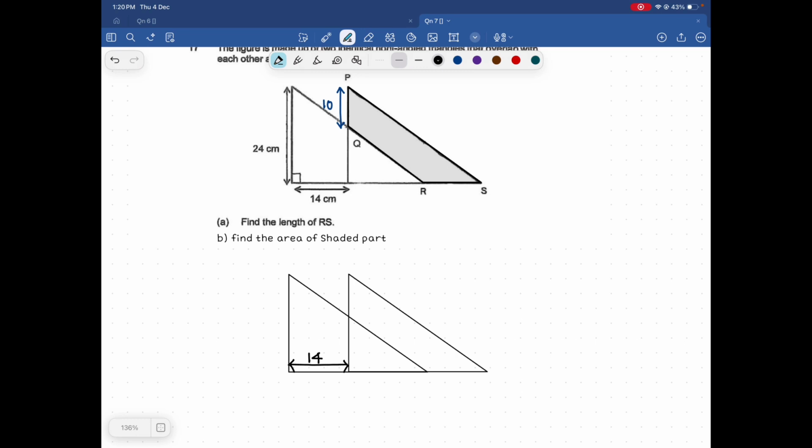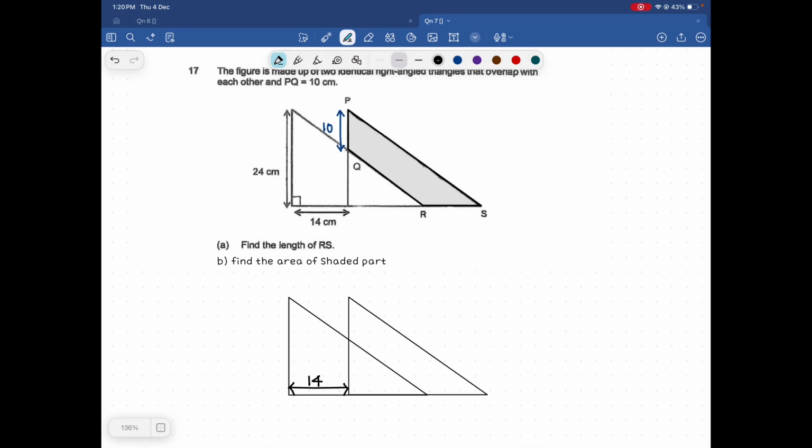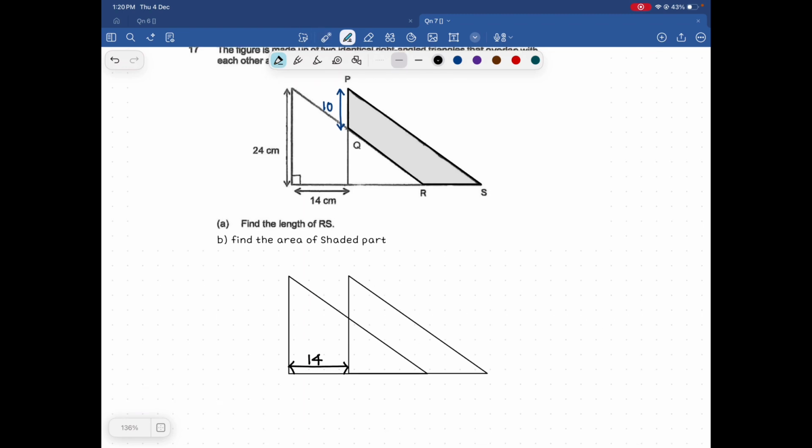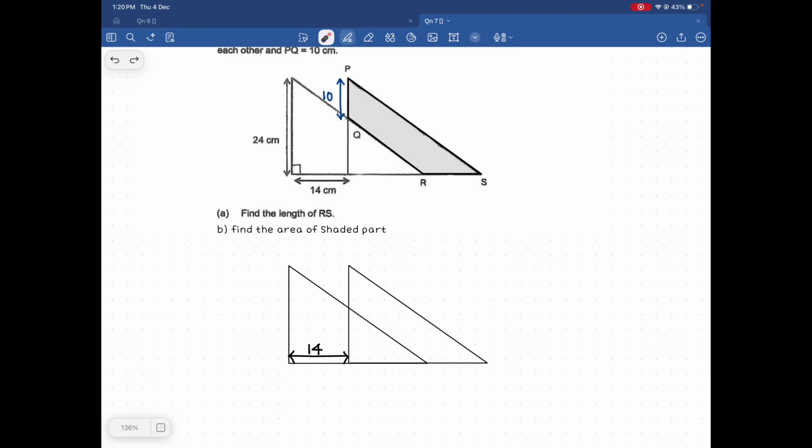Now, in this question, there are two identical right angle triangles. And what does identical mean? It means that the base of the first triangle is exactly equal to the base of the second triangle. So I'm going to draw a rectangle to represent the length of the base of this triangle. So this is here. And I'm going to mark out the 14 cm part. So this is 14 cm.